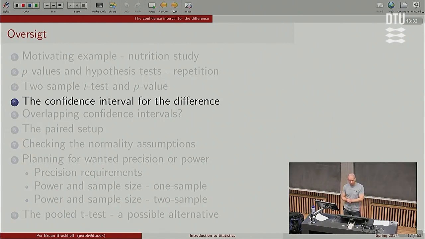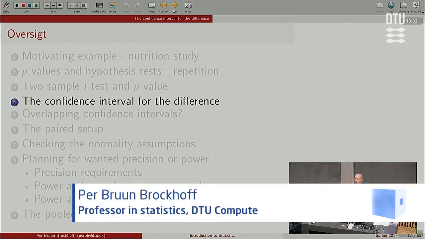One more thing before, maybe 2 more things before the break. This was hypothesis testing.